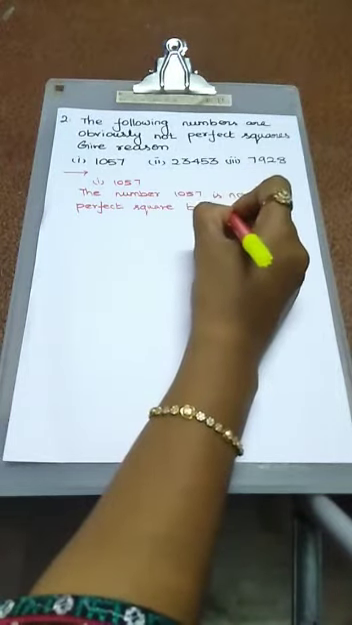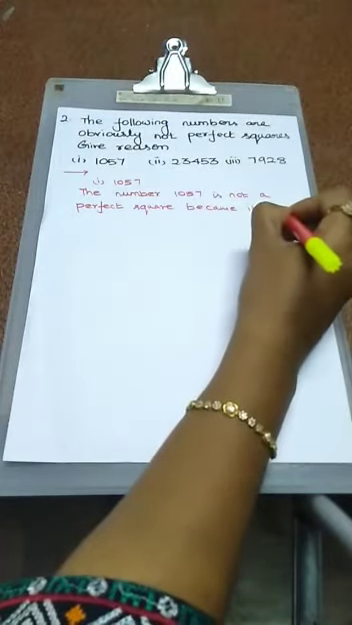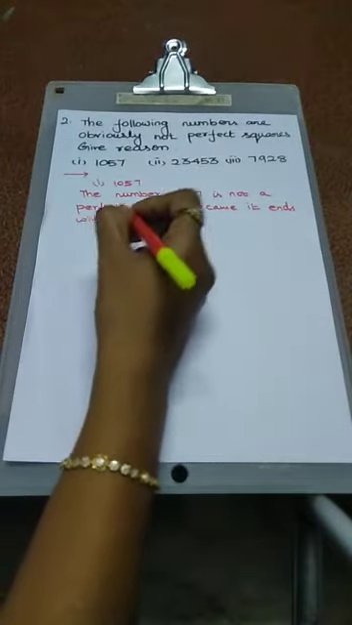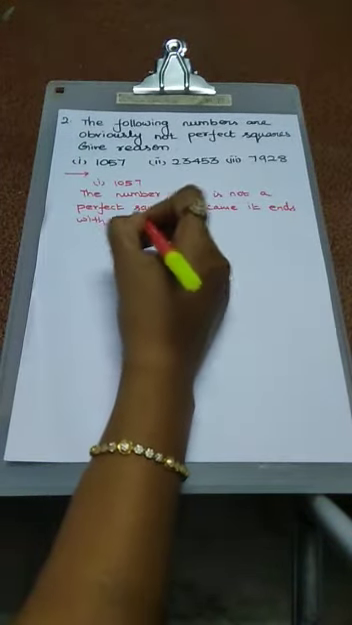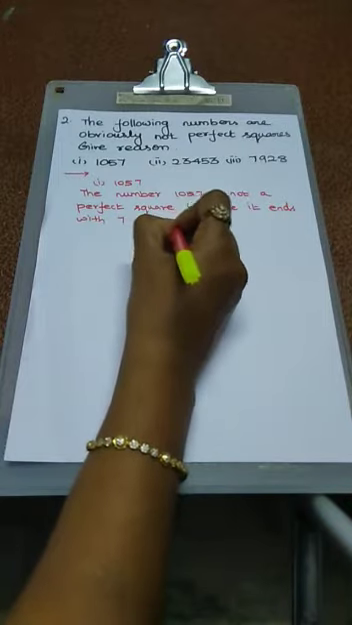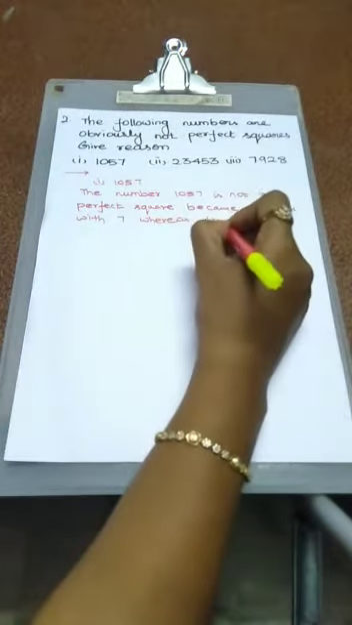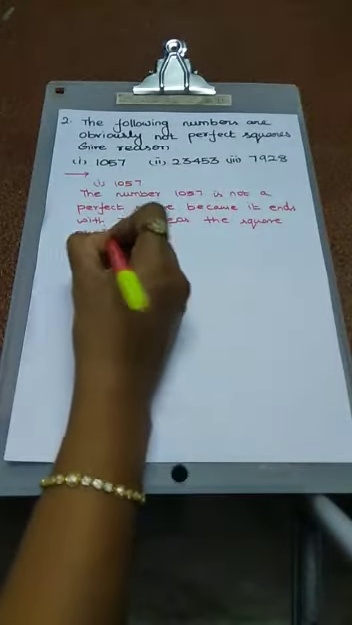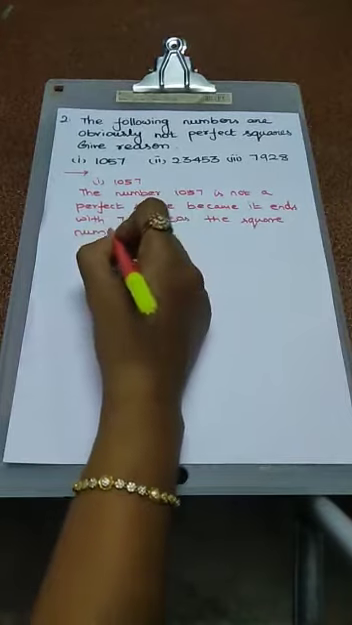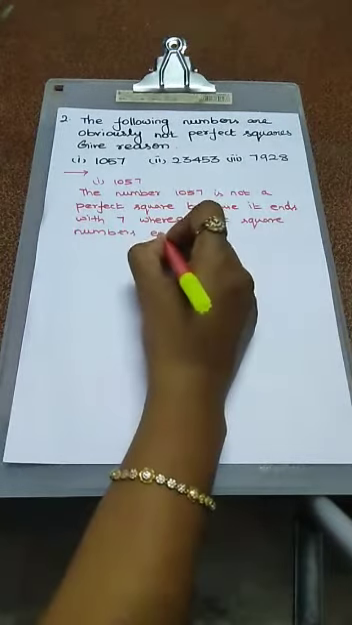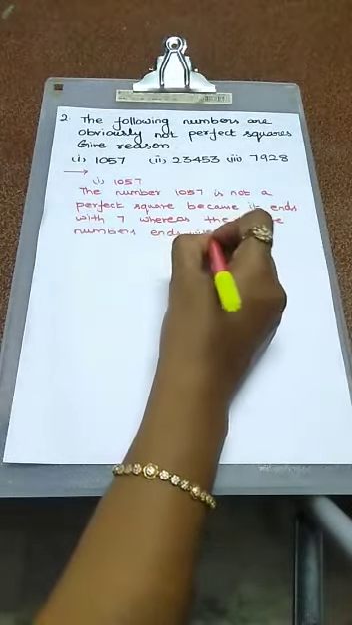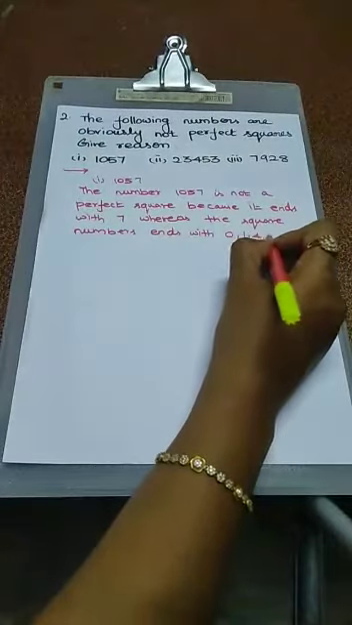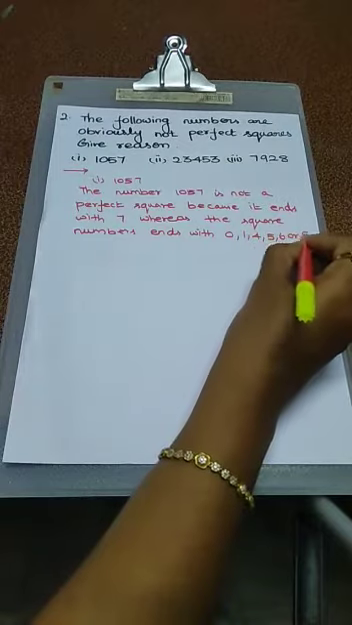Because it ends with 7, whereas the square numbers end with 0, 1, 4, 5, 6 or 9 only.